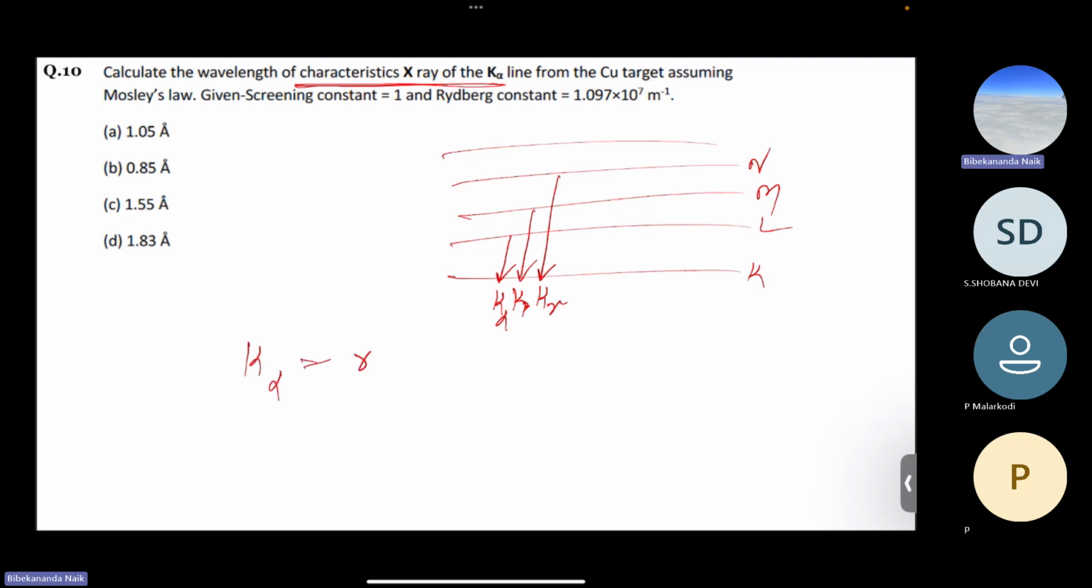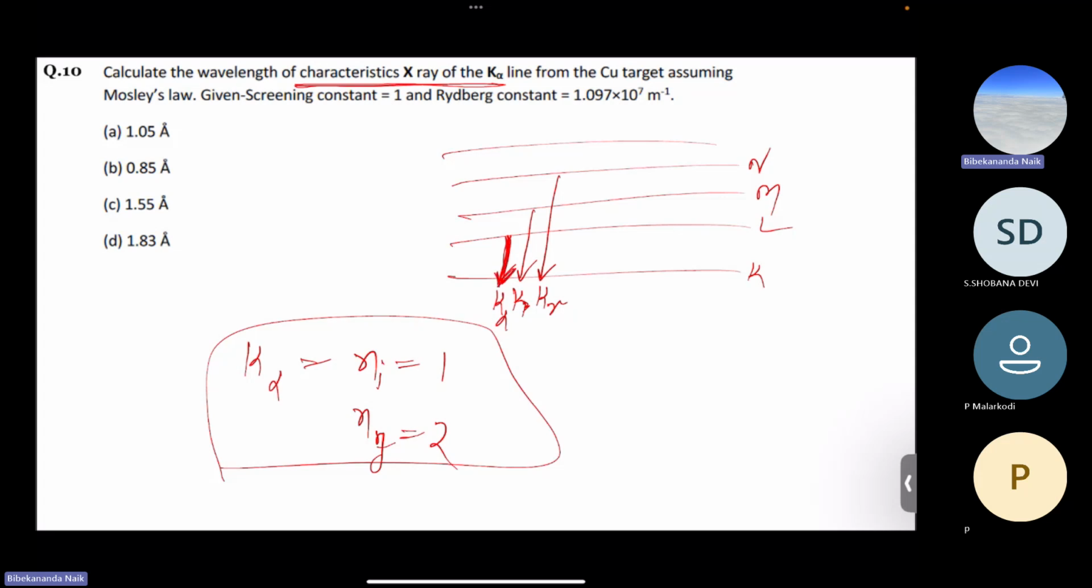So for K alpha, Ni is 1 and Nf is 2. Sorry, I could not hear you properly. Sir, I was saying 2. Once again. Sir, I was saying 2. Okay, yes, so Nf will be 2, because the transition takes place, and this is the component we are interested in.